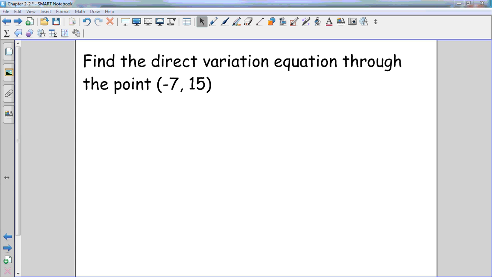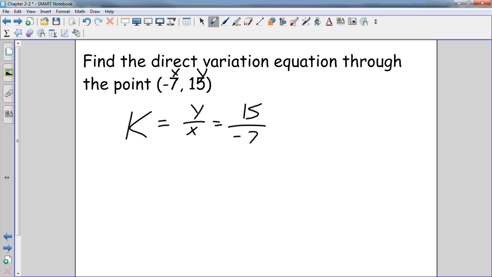Pause. Okay, I'm going to find my k. Okay, I'm going to put y over x. In this case, I'm going to put 15 over -7. Okay, just y over x, and now my direct variation equation is just y equals kx.